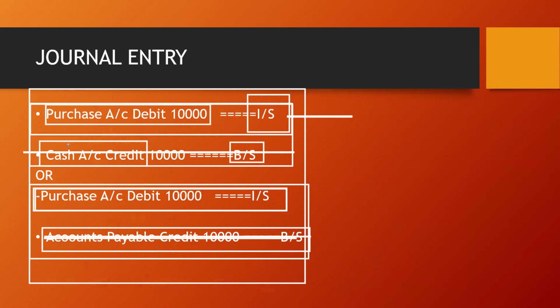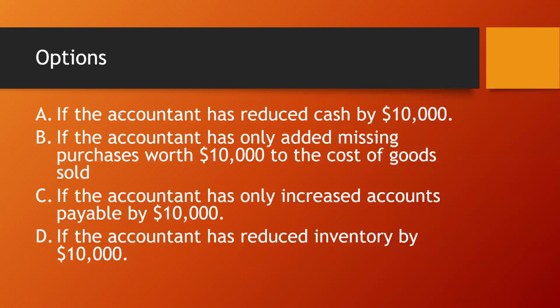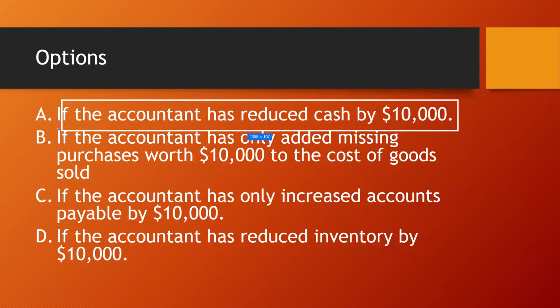Okay, let's dive into the options. The first option: the accountant reduced the cash by $10,000. But he hasn't made any adjustment to the purchase.